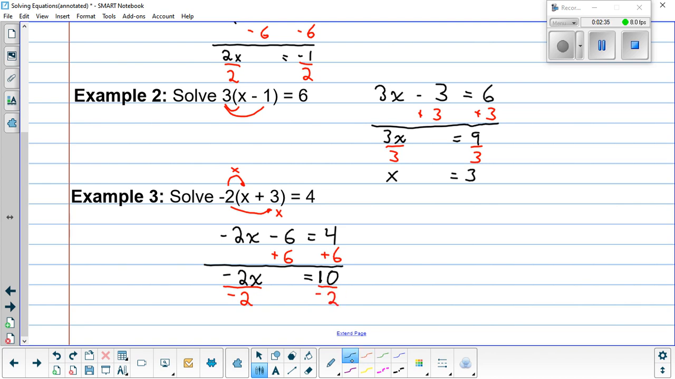Keep in mind that negative sign underneath the 10 will come up into the numerator for our final answer. This means on the left we're left with just x. On the right side we're equal to 10 over 2, which is 5. And a positive divided by a negative is a negative.